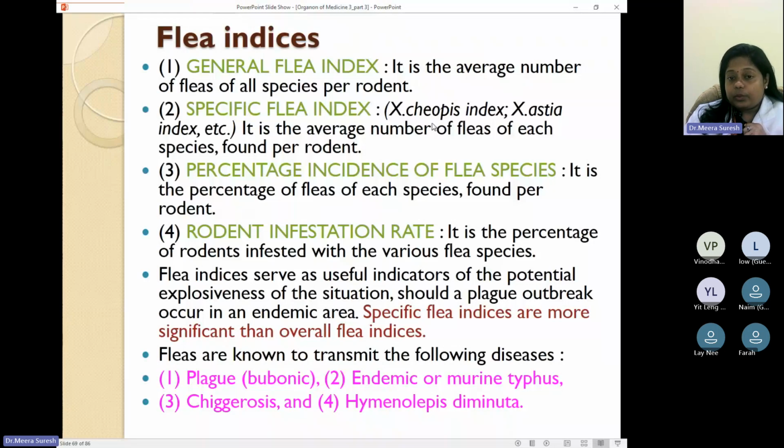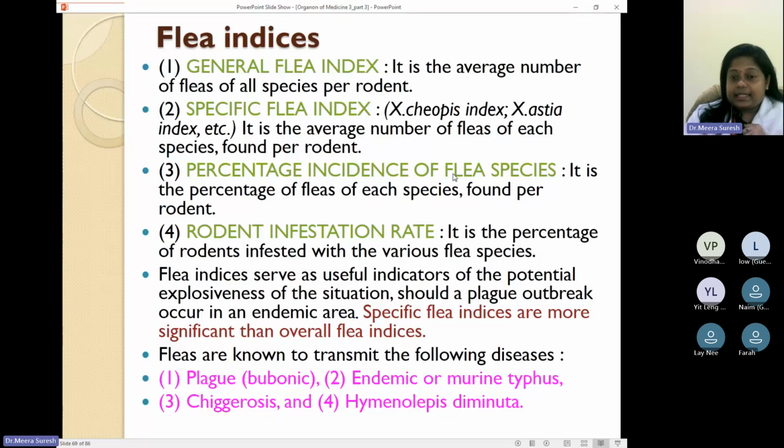Among this, the most important will be Synopsilla chiopis because it is the one, as I told you, among the fleas, please remember the rat fleas because they cause the disease plague. So in a particular area where especially these diseases are endemic, in case the flea index is increasing, then that is a kind of alarm actually. So in case of specific flea index, it is the average number of fleas of specific species found per rodent.